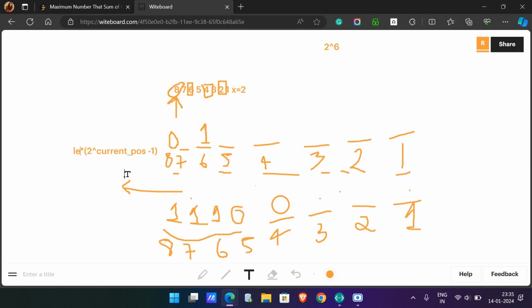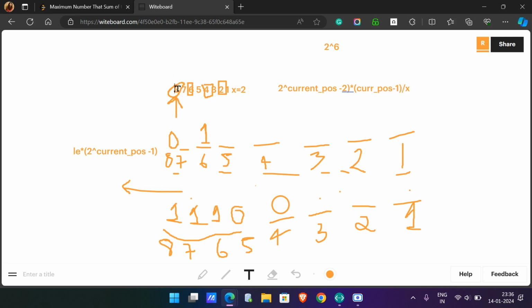Left valid positions into the 2 to the power current. And for right also, if I want to generalize it, it was 2 to the power of current position minus 2 into current position minus 1 divided by x.